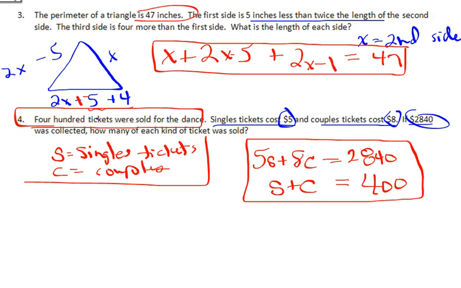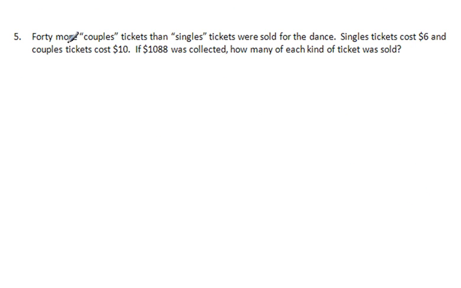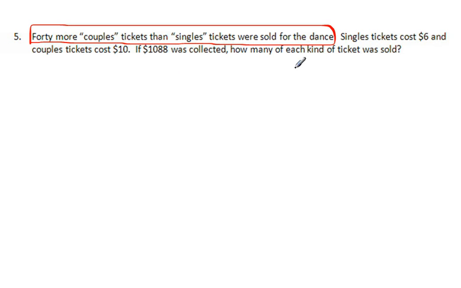And then the last one. A similar situation here, except they don't give you the total number of tickets. They give you a comparison between the number of tickets for each one. So be careful on this one. 40 more couples tickets than singles were sold. So I'm not going to write the letters. I'll use the same letters I was using before. 40 more couples than singles.